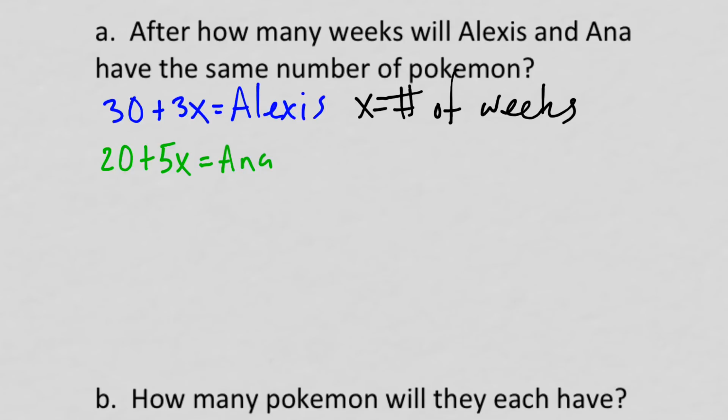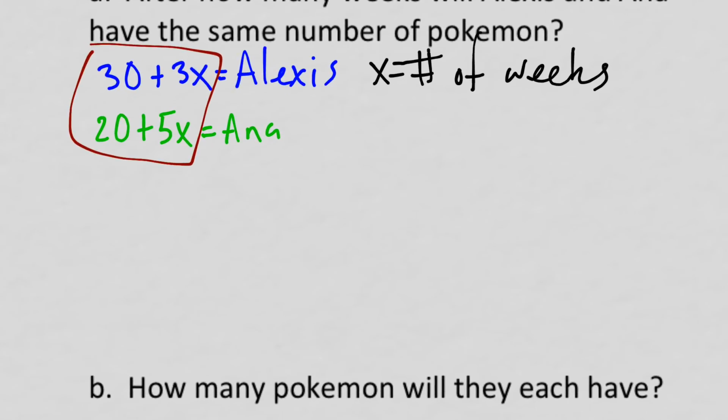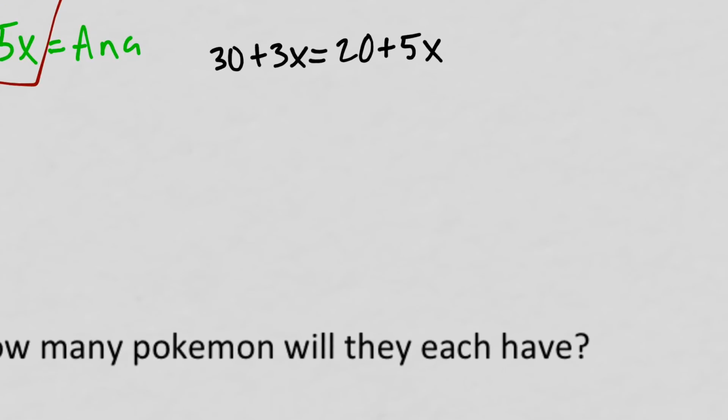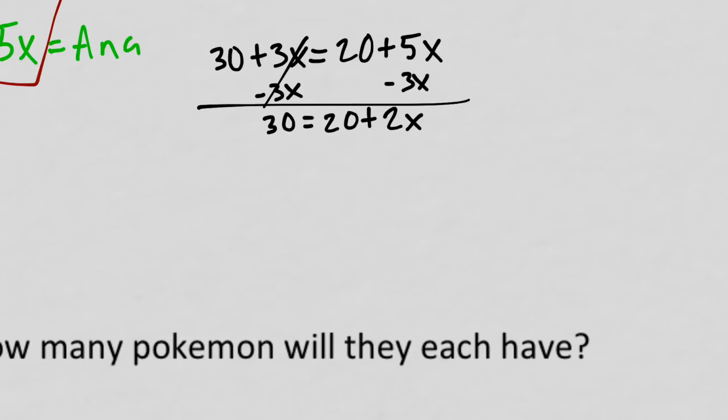The question A is, after how many weeks will Alexis and Anna have the same number of Pokemon? So when will they be the same? To answer the question, you simply set both of these equal to each other. It's basically going to be 30 plus 3x equals 20 plus 5x. And solve those two. We're going to isolate the x by moving it over to the right side. It looks easier to move 3x than it is to move 5x. So that's 30 equals 20 plus 2x.